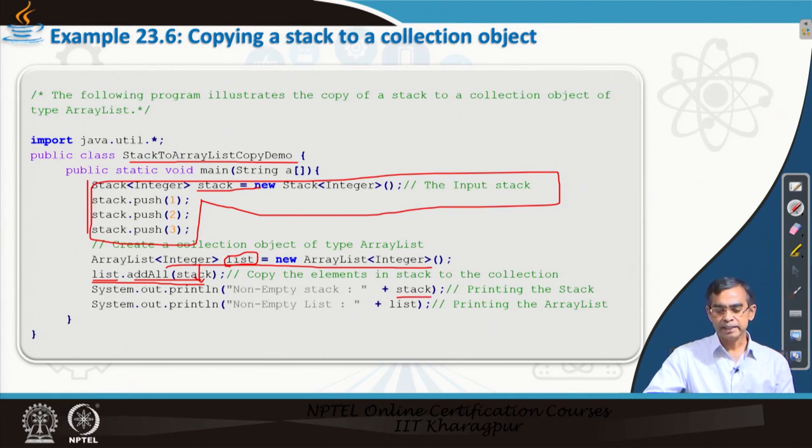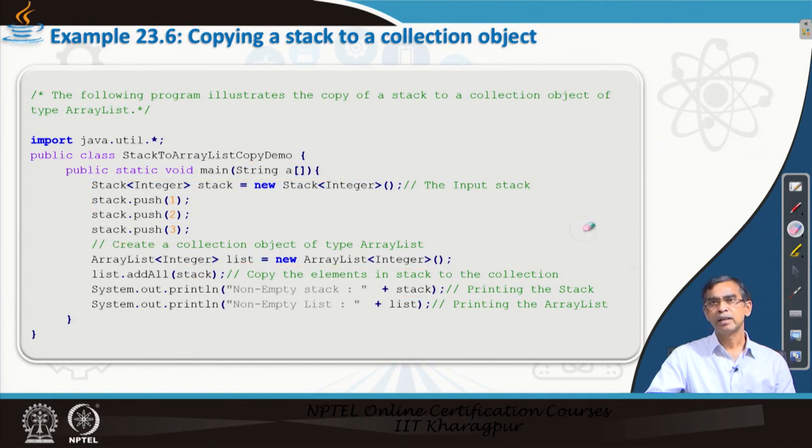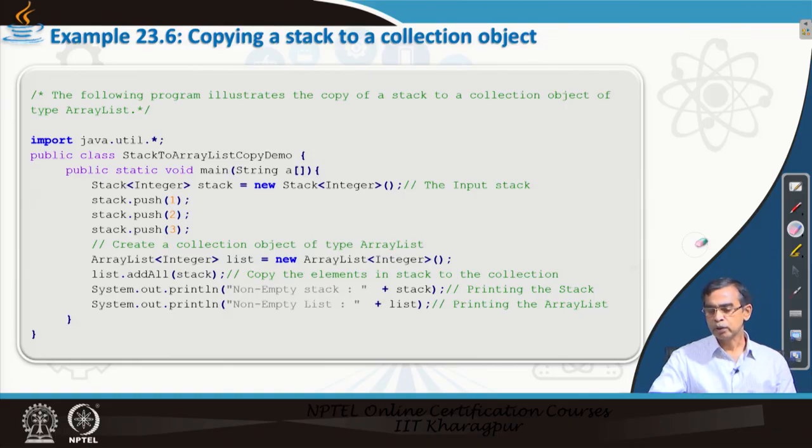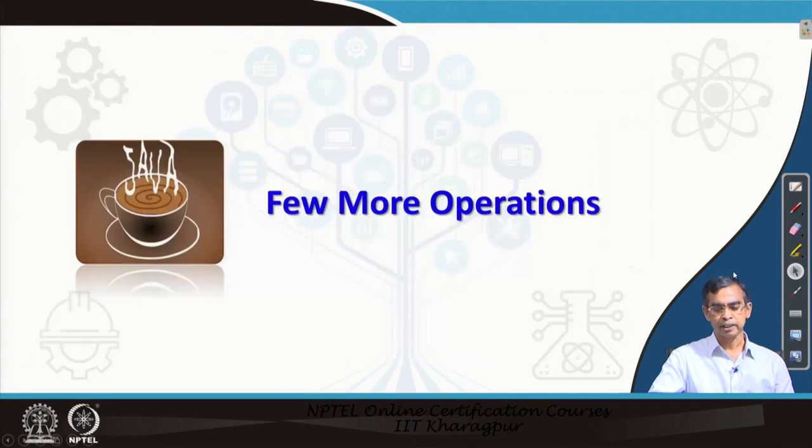And then finally we print the stack and print the list. You can see both print all the same items. So this is the idea. It shows how the bulk operation and copying of a stack can be done, and in many situations you have to copy from here to there and there to here, and that is why these are useful in the context of stack related applications.